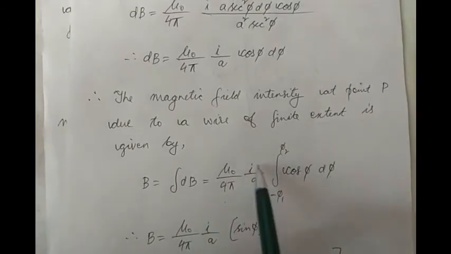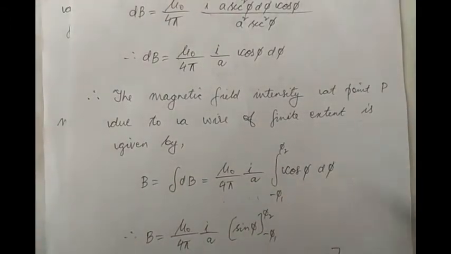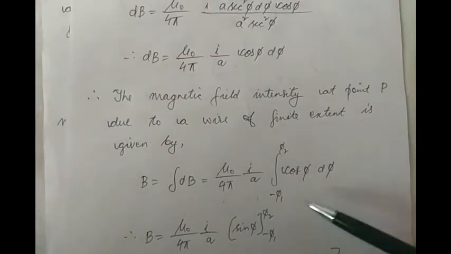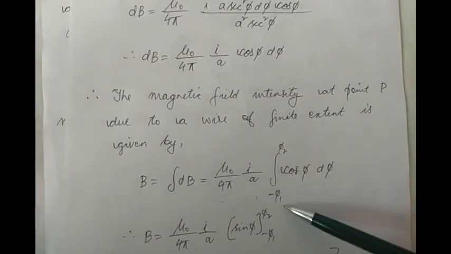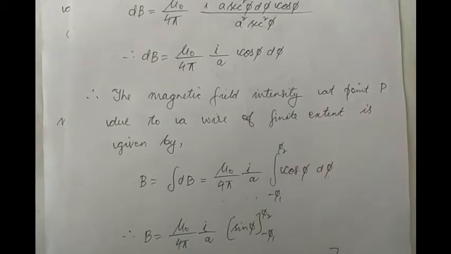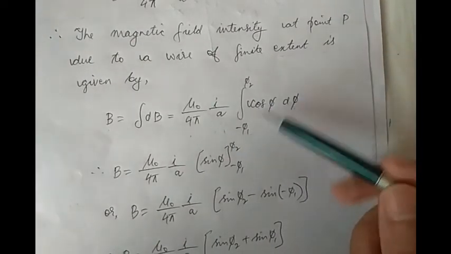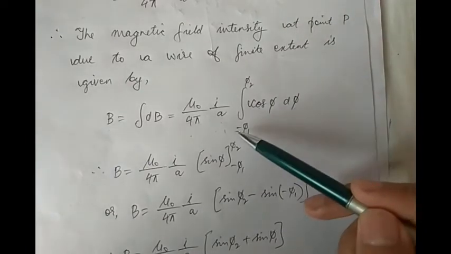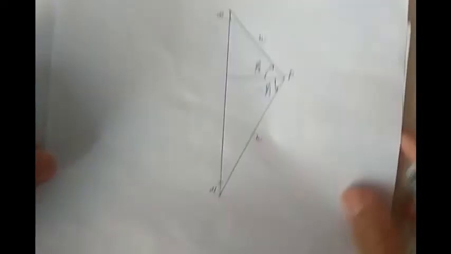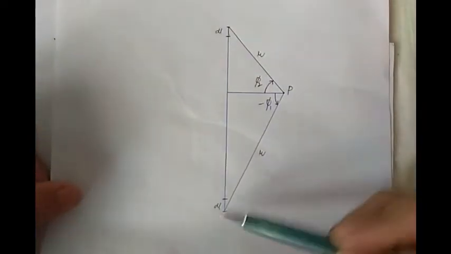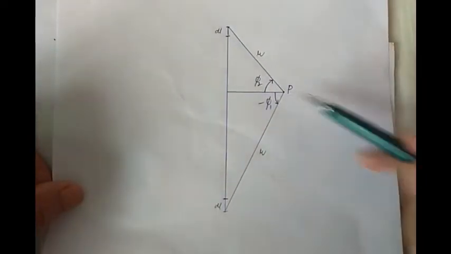Mu naught by 4 pi I by A being constant, they are taken out of the integral sign. And what are the limits of integration? The limits of integration are minus phi 1 to phi 2. Now let us see why we have these values of the limits of integration. Let us also see why one is negative, the other is positive. So let us look at this picture. Say for example this is a finite wire, this is a point P.